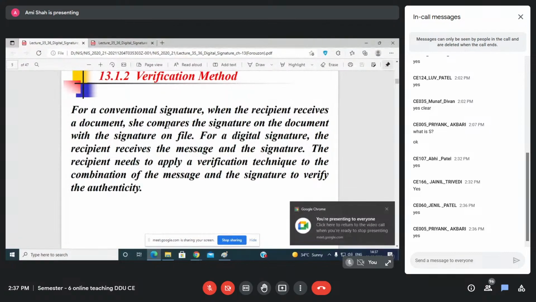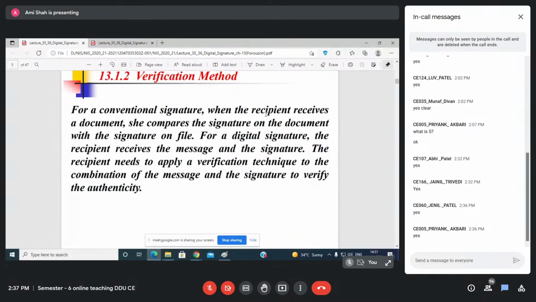Okay, now listen. For a conventional signature, when a recipient receives a document, what will he or she do? She compares the signature on the document with the signature on file. This is the case with a conventional signature, because the signature is included in the document. It's a part of the document. So when the recipient receives a document, she compares the signature on the document with the signature on file. If they are the same, then the document is authentic.